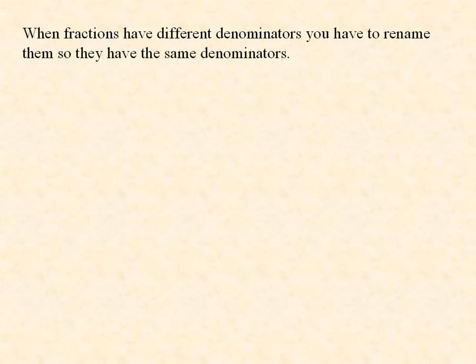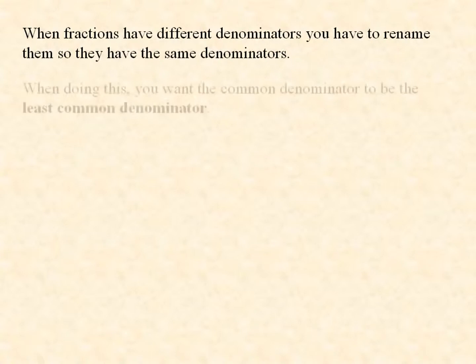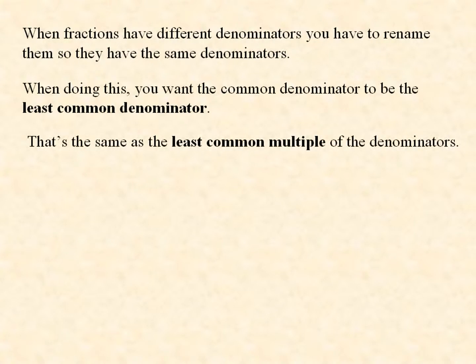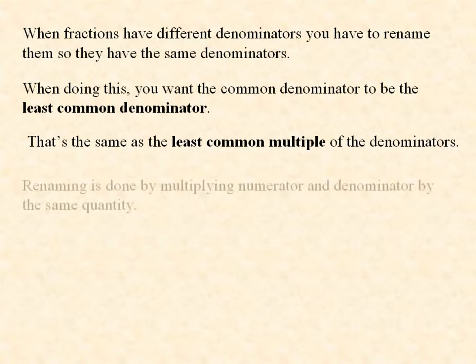When fractions have different denominators, you have to rename them so they have the same denominators. When doing this, you want the common denominator to be the least common denominator. That's the same as the least common multiple of the denominators. Renaming is done by multiplying numerator and denominator by the same quantity.